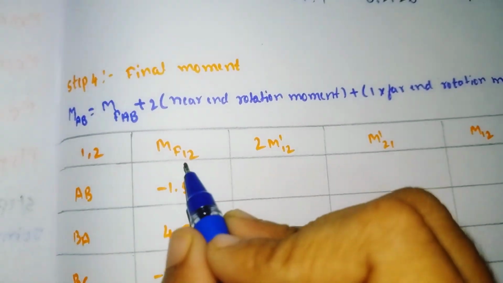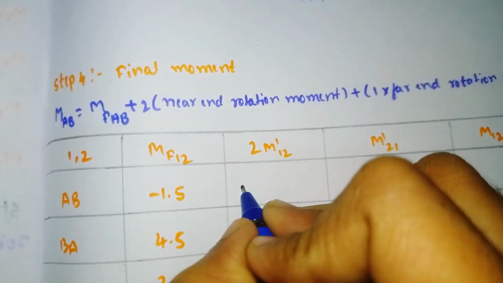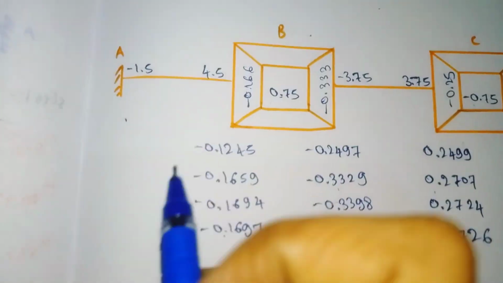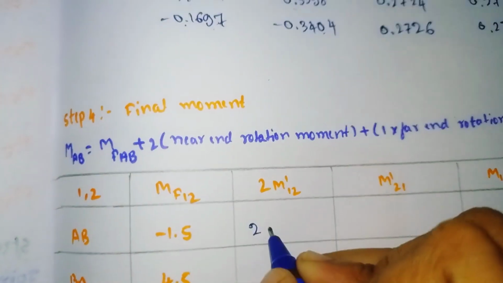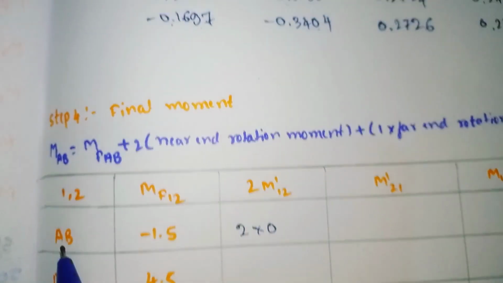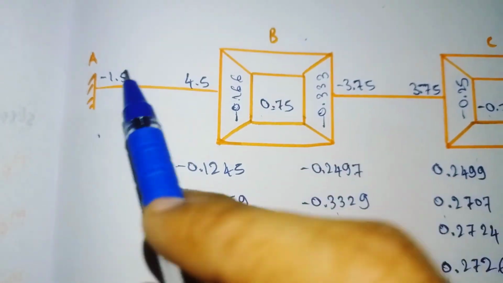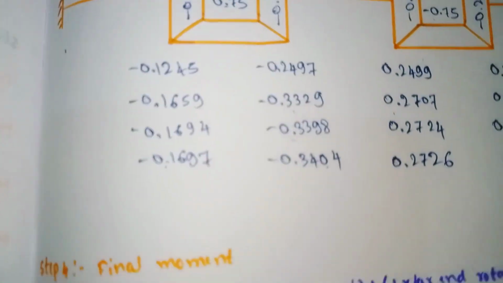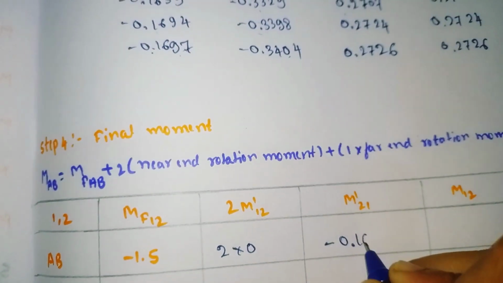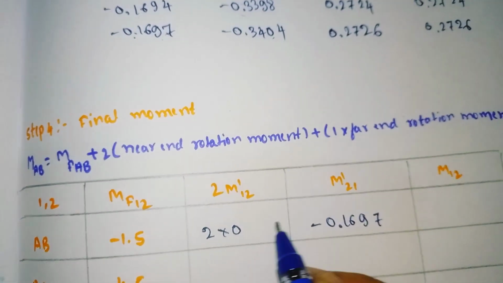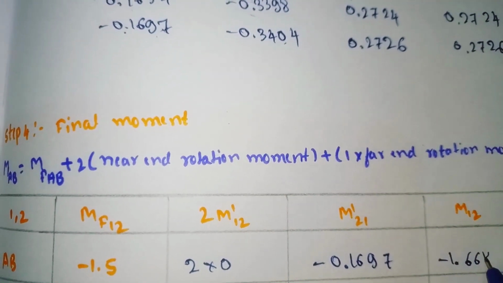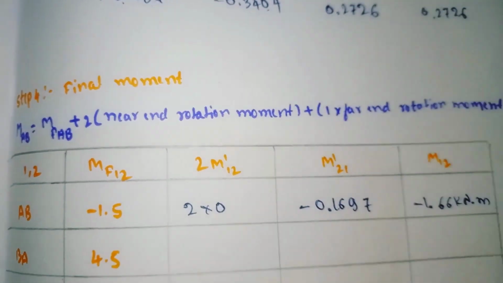Now we'll do it one by one. Fixed end moment of AB is minus 1.5, and here 2 into M dash 1 is nothing but rotation moment of AB. We don't have the value of rotation moment of AB, so keep it as 0, and M dash 21 is nothing but rotation moment of BA. Rotation moment of BA we got was minus 0.1697. Substitute that value here, minus 0.1697. Now add these three. It will come out as minus 1.66 kilonewton meter.